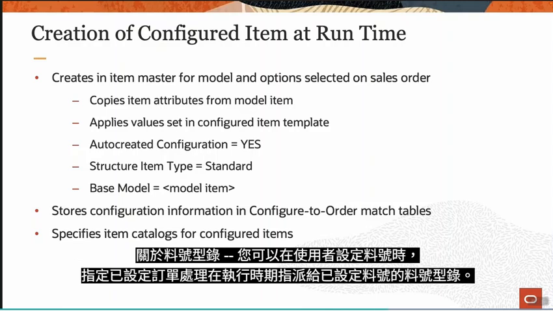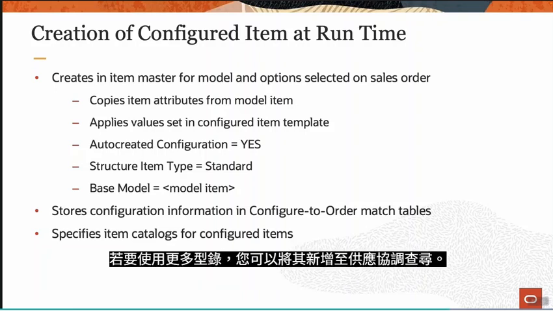Regarding item catalogs, you can specify the item catalogs that the configure order process assigns to a configured item at runtime when the user configures the item. To use more catalogs, you can add them to a supply orchestration lookup.